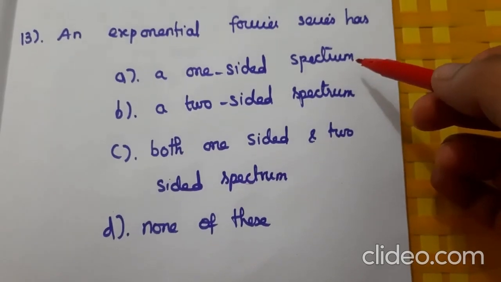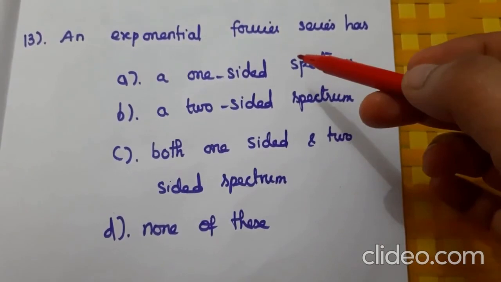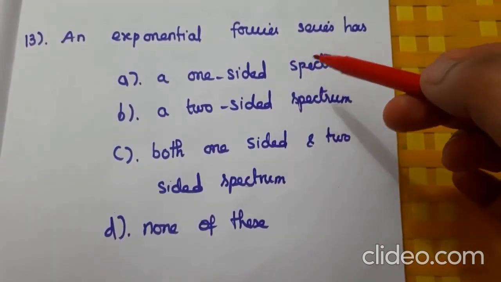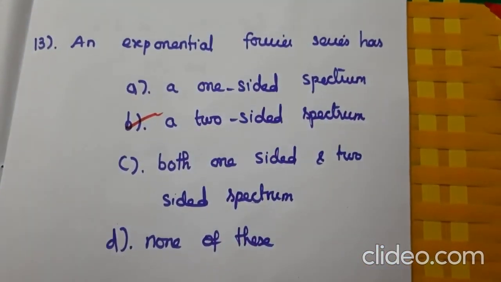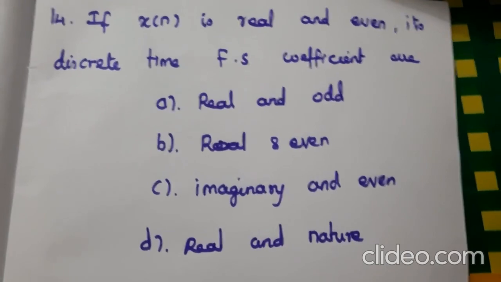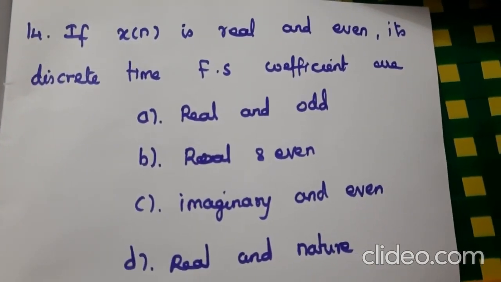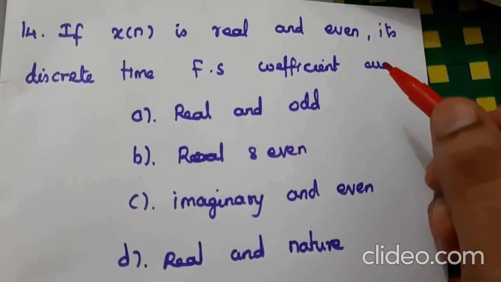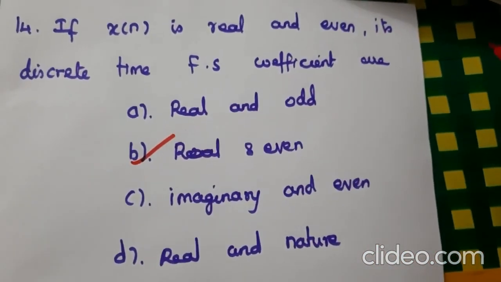An exponential Fourier series has, and we discussed this earlier, that is trigonometric Fourier series has one-sided spectrum, exponential Fourier series has two-sided spectrum. So here the answer is A, two-sided spectrum. 14th question, if x of n is real and even, its discrete time Fourier series coefficients are. So x of n is real and even, discrete time Fourier series coefficients are also real and even. So here the answer is B.